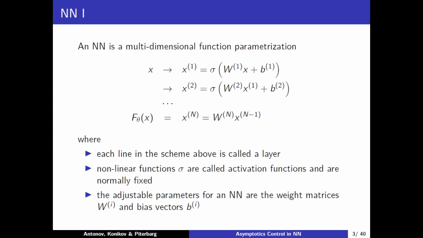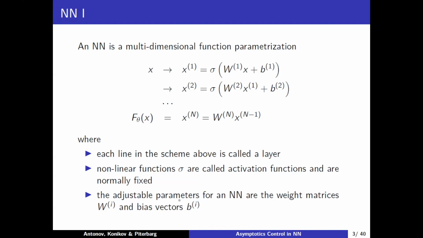We have forward-fed our neural network. It's a very, very easy definition. Just a couple of reminders: each line in this scheme above is called a layer. As I said, the nonlinear functions sigma are called activation functions. Normally they're fixed, not variable. Sometimes they are, but in general not.